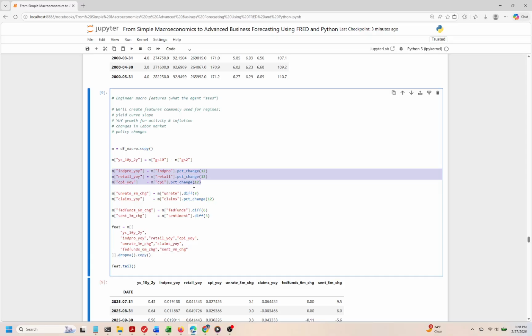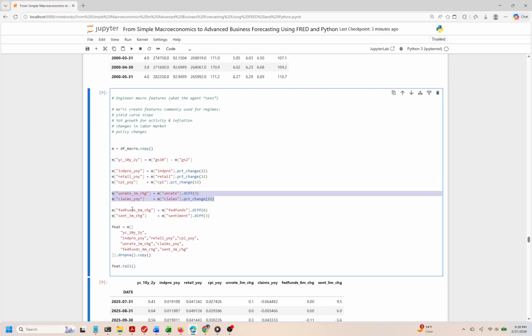We also look at labor market dynamics by calculating the change in the unemployment rate over 3 months, which allows us to identify short-term trends. Additionally, we measure the year-over-year growth in unemployment claims, highlighting shifts in the job market. To gauge monetary policy changes, we inspect shifts in the federal funds rate over a 6-month span and sentiment changes over 3 months, which offer insights into consumer confidence and potential future spending behaviors.